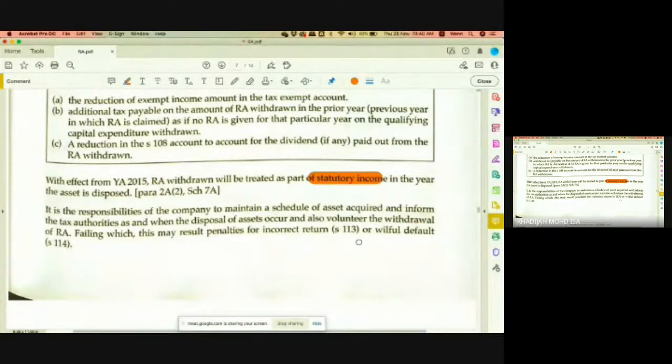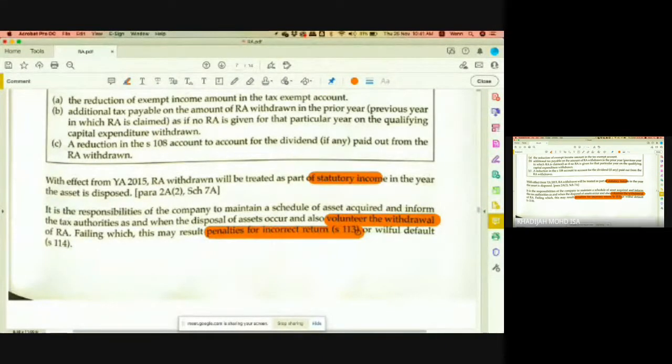So what it means is that if you claim reinvestment allowance, and suddenly you have a disposal of asset for less than 5 years, then it means that you, the company, have to do the withdrawal. You don't have to apply, don't have to inform the IRB that I'm going to withdraw the RA. No, you don't have to do that. You have to do it voluntarily. It means that you have to do that manually, where you have to claw back for that year. And then if you don't, they will penalize you for incorrect return.